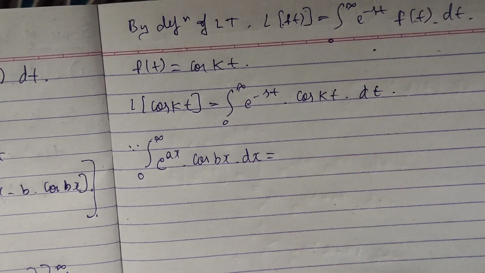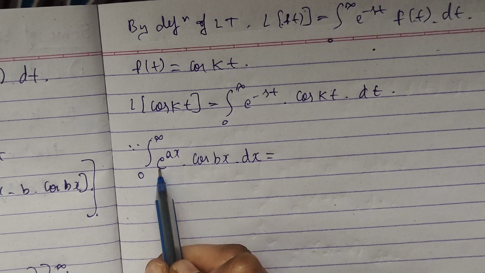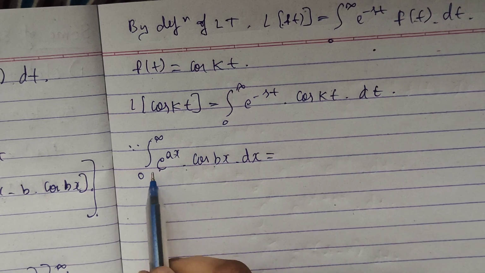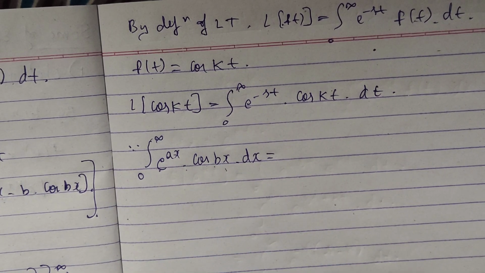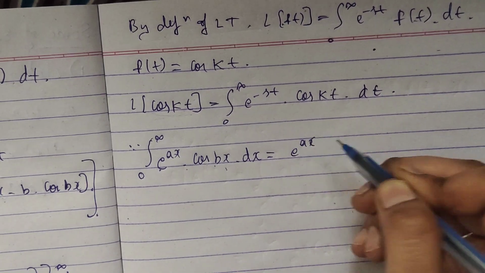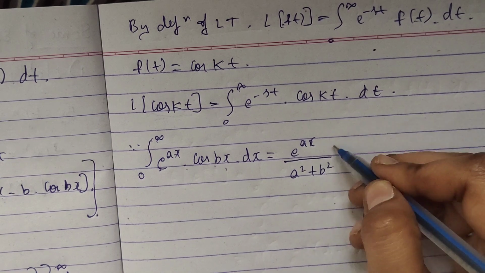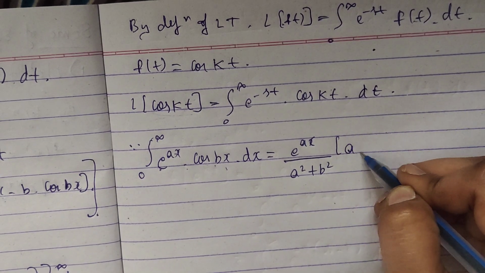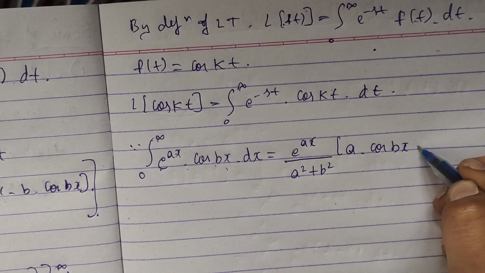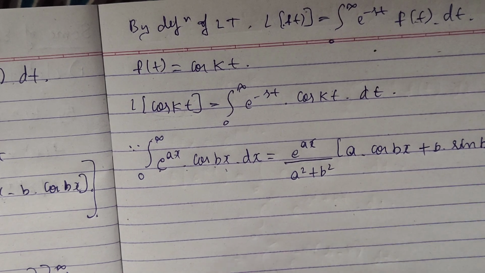It's similar to the formula that we used in sin kt, and its only difference is that there we took e power ax into sin bx. Here we are taking e power ax into cos bx because we have to prove the cos kt. Therefore here e power ax, same as in sin, divided by a square plus b square into of a into cos bx plus b into sin bx. This formula is used to solve this function.